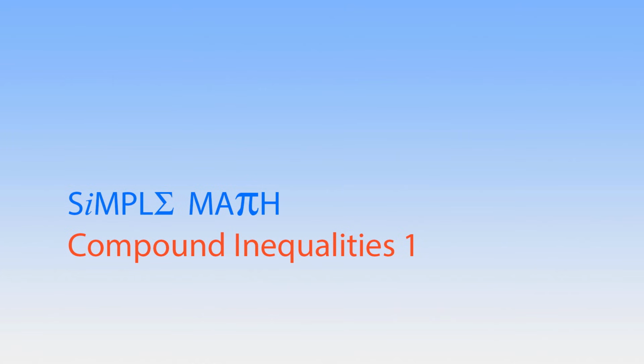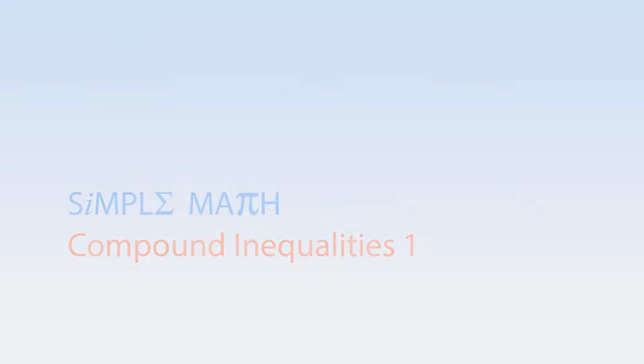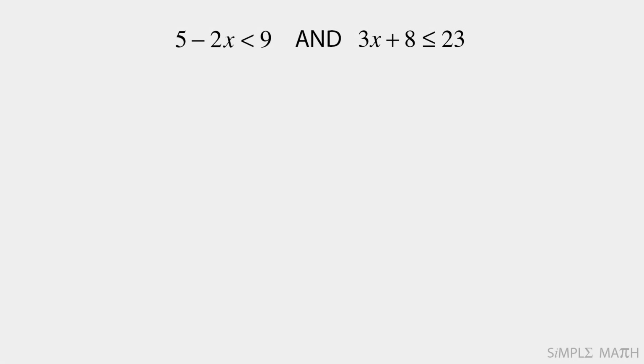In this simple math lesson, we're going to take a look at solving compound inequalities. Let's go ahead and get started. Here's our first look at a compound inequality, which is simply two separate inequalities connected with the word "and." What this means is that we must find values of x which make both inequalities true at the same time.